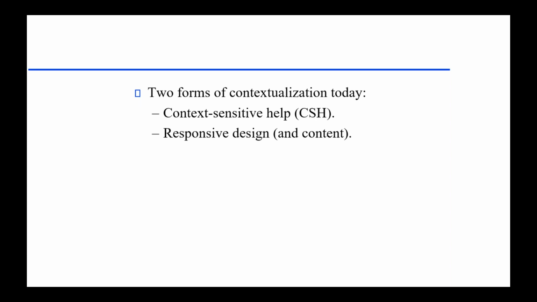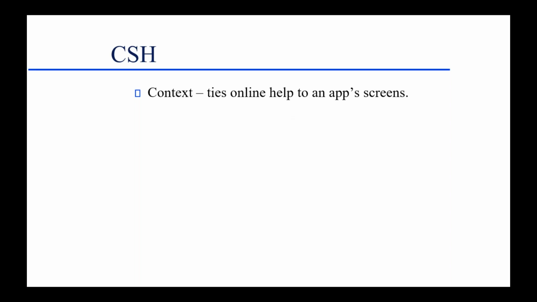So today, 2 forms of contextualization, as I said, CSH, context-sensitive help, and responsive design and content. First of all, CSH simply ties online help to whatever app screen the user happens to be looking at. So if the user is on the print dialog box for whatever application you support, and they have a question, there hopefully will be a help button on that dialog box. The user clicks it, and hopefully the correct help topic shows up, answers their questions.